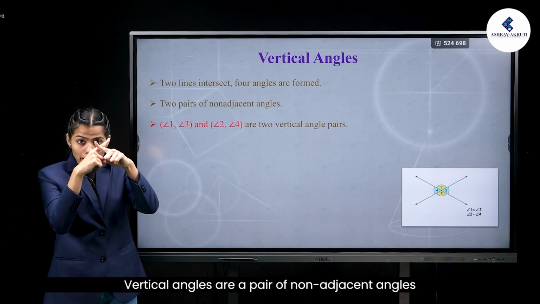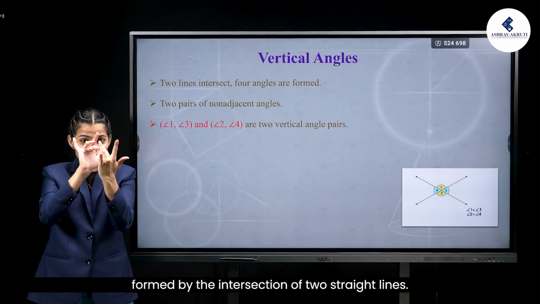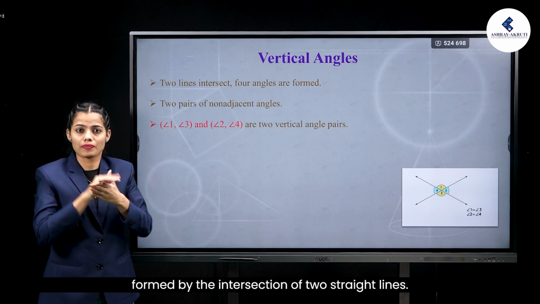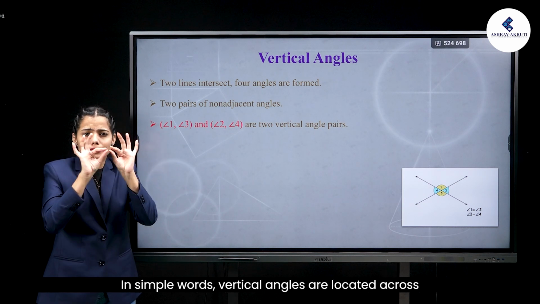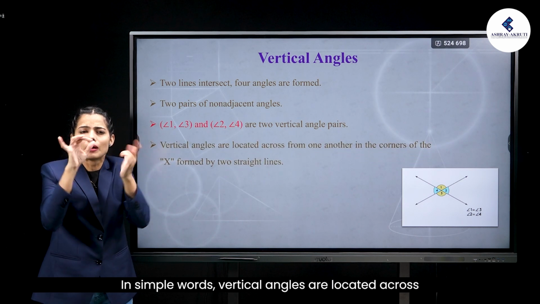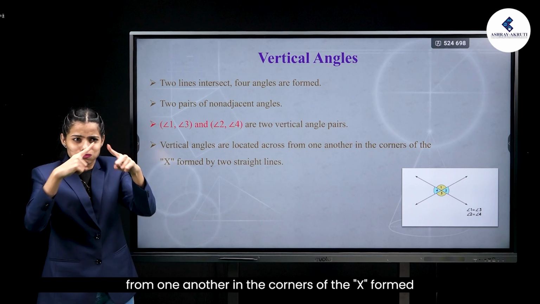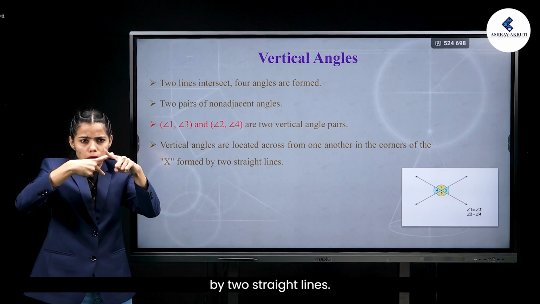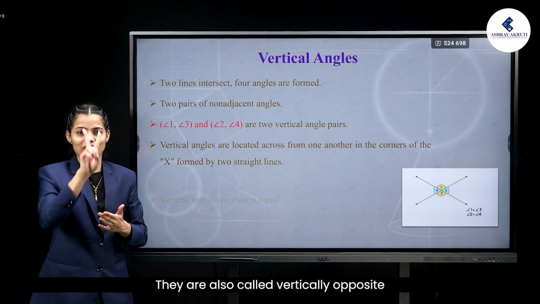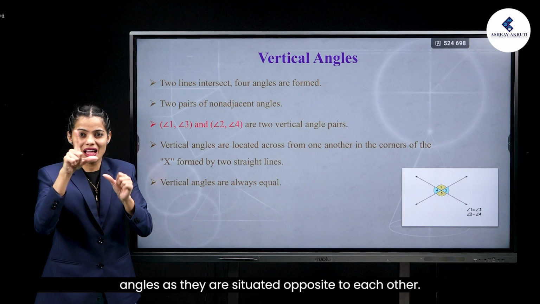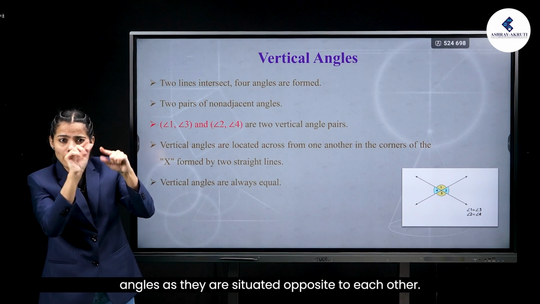Vertical angles are a pair of non-adjacent angles formed by the intersection of two straight lines. In simple words, vertical angles are located across from one another in the corners of the X formed by two straight lines. They are also called vertically opposite angles as they are situated opposite to each other.